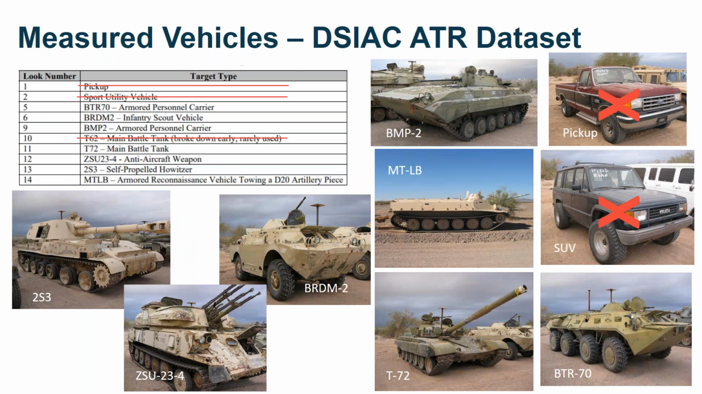So the DSIAC data set includes 10 vehicles. We simulated 7 of the 10. The seven military vehicles shown here, we already had in our existing ThermoAnalytics model database. We didn't have an exact match for the commercial pickup or the commercial SUV, and the T-62 tank broke down during the test, so there wasn't much test data for that one. But we did model 7 of these military ground vehicles.